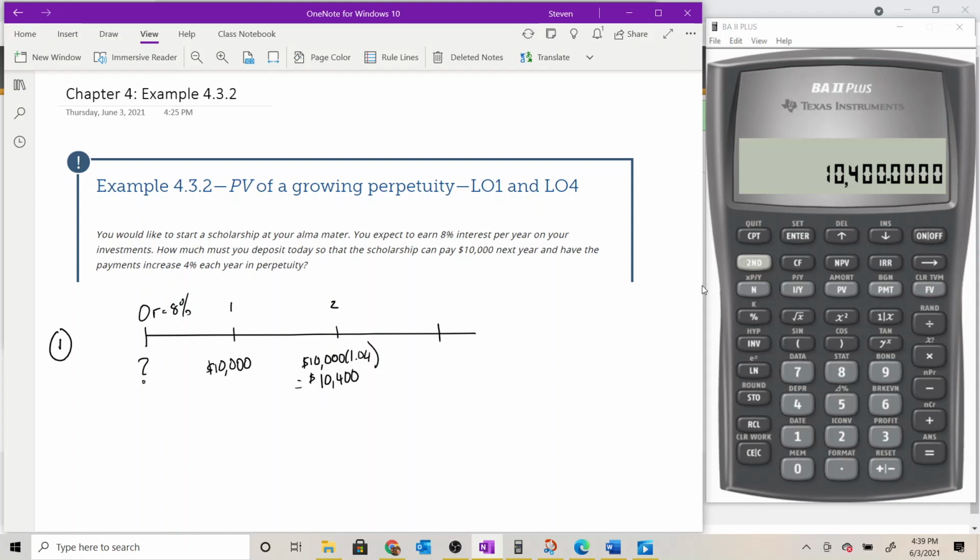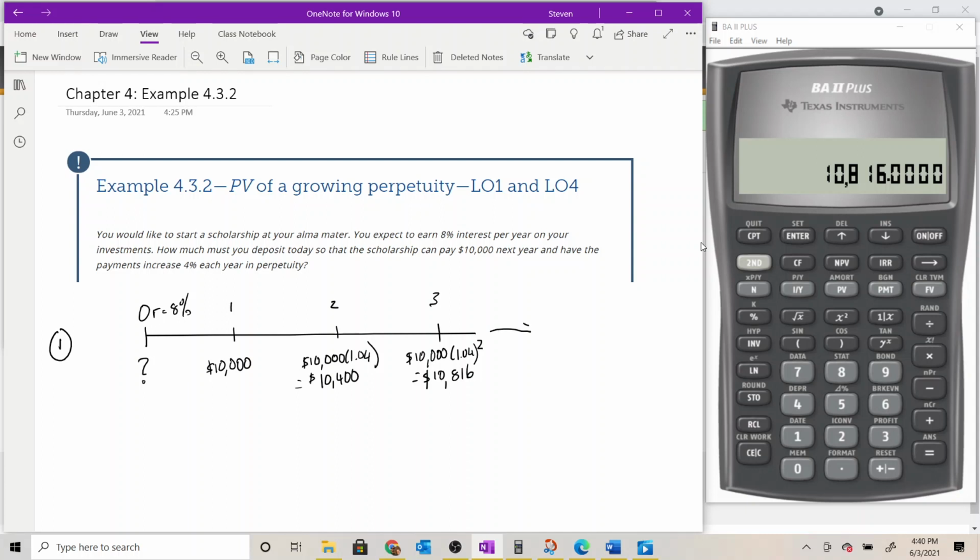And then the cash flow 1 year after that is going to be that original $10,000 and then 4% larger again. We could either take the $10,400 and multiply it again by 1.04, or just to keep the pattern the same, we can take that same $10,000 and multiply it by 1.04 squared, to multiply by 1.04 twice. So the payment 3 years from today will be again 4% larger, or $10,816.